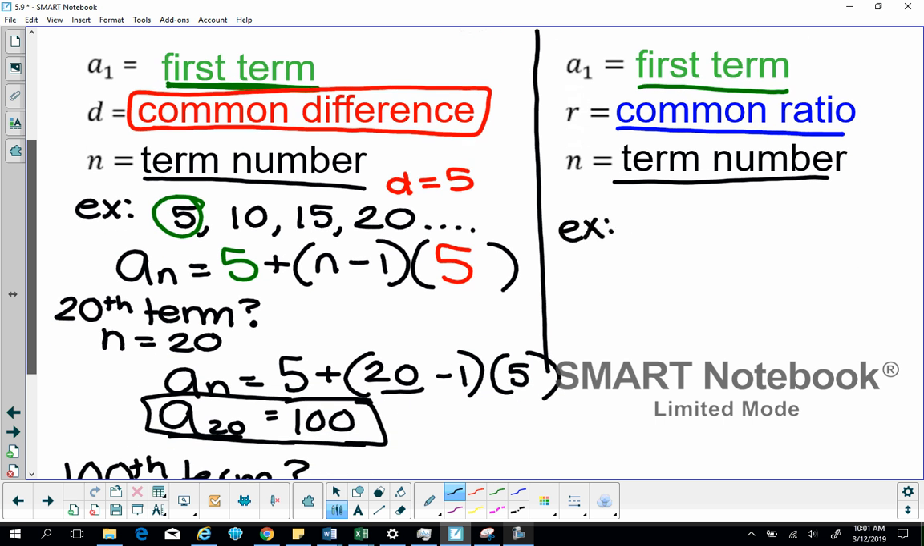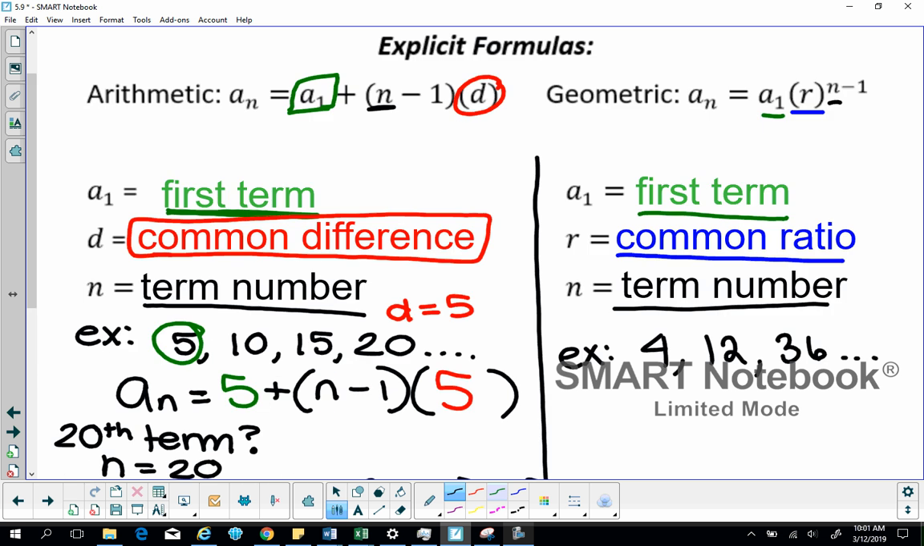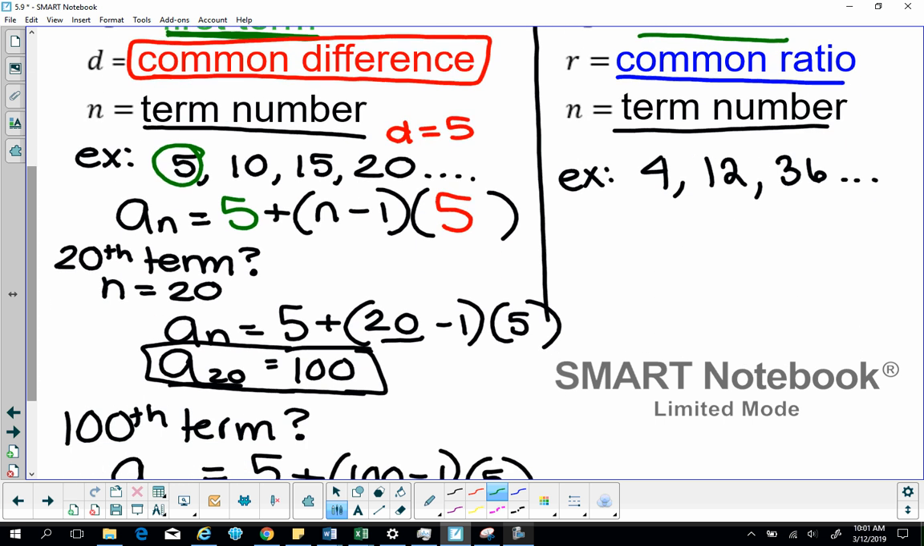So I'm going to do 1, 3, 9, 27. Actually, I'm going to use 4, 12, 36. So, first of all, what is my first term here? 4. So, make sure you're writing these notes down. My A1 is 4.